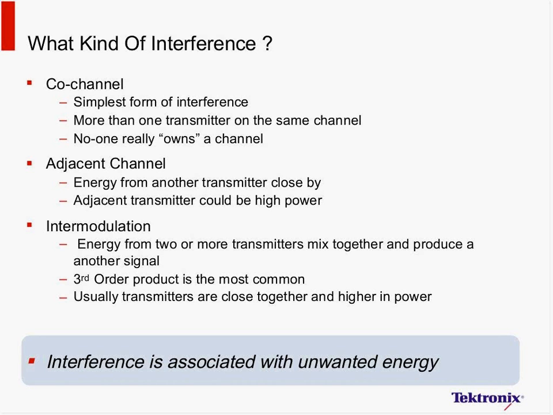The third type of interference is a little bit more difficult to explain. Intermodulation occurs when we have power or energy from more than two transmitters mixing together to create a spurious product on another frequency. In general, third-order intermod products are the most common, meaning we only have two sources of intermodulation. But it is possible to have more contributors in the intermodulation product.